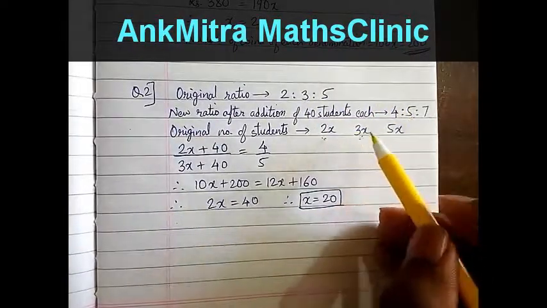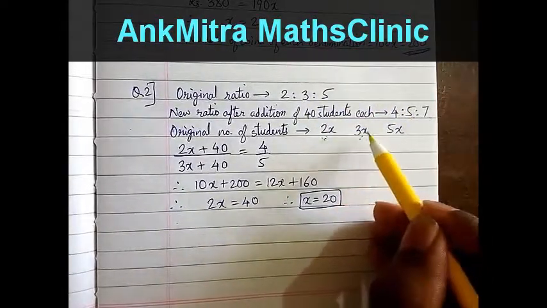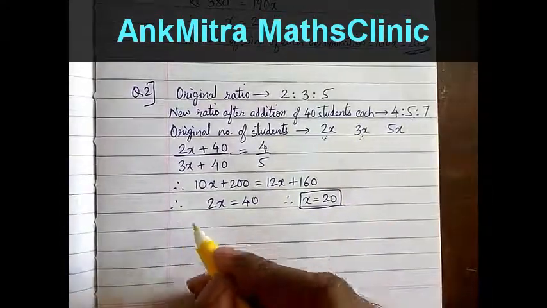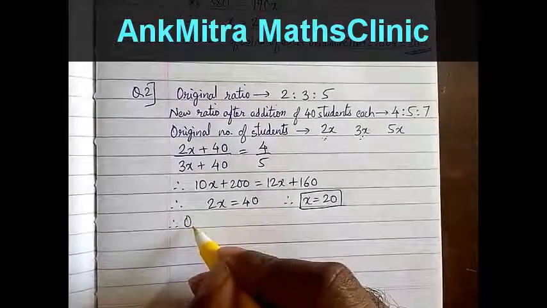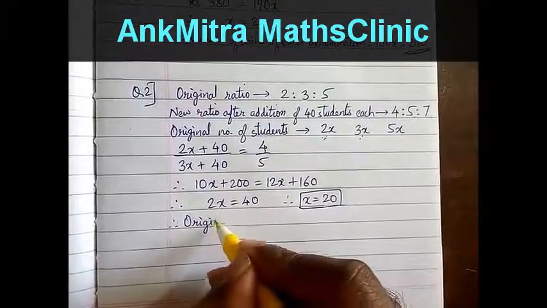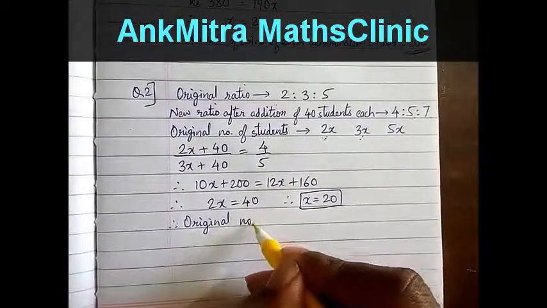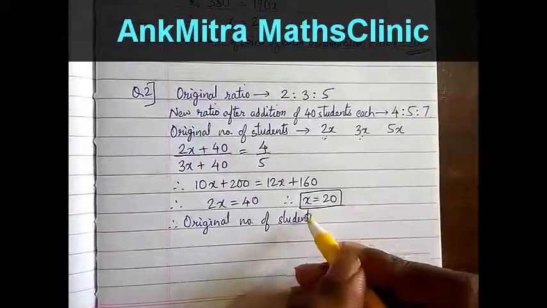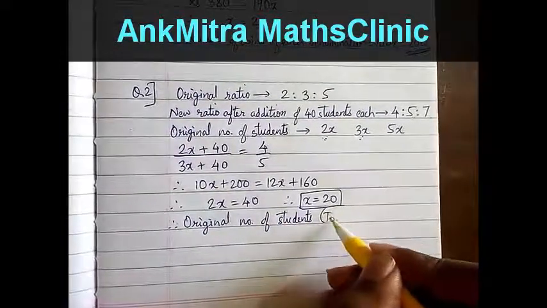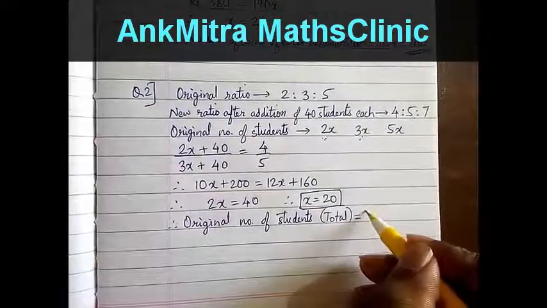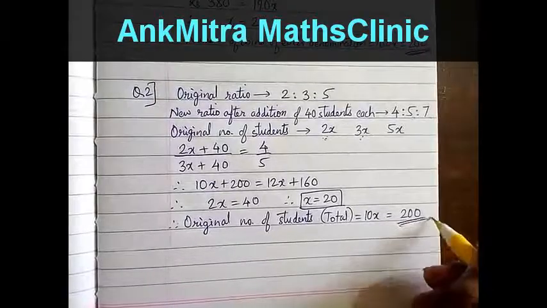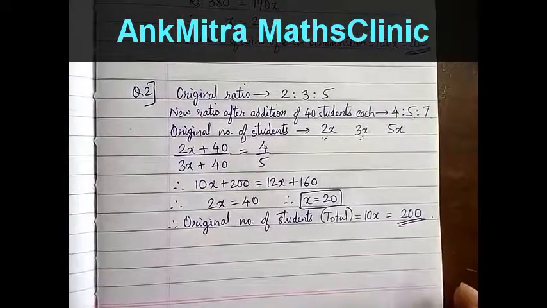The total number of students in the three classes is 2x plus 3x plus 5x. That is 10x. So the original total number of students is equal to 10x, which is equal to 200. So 200 students were there originally.